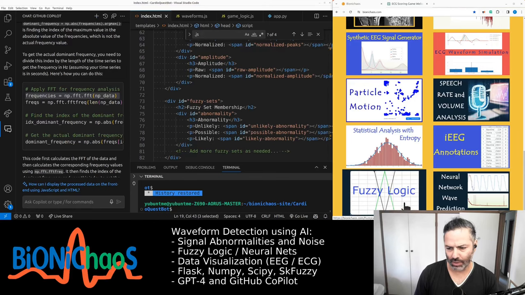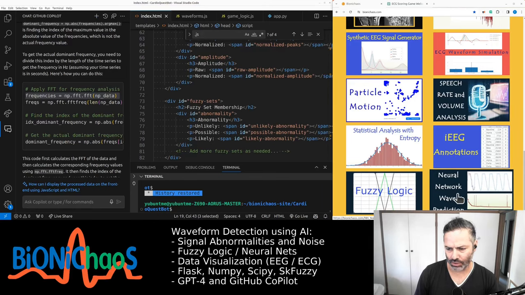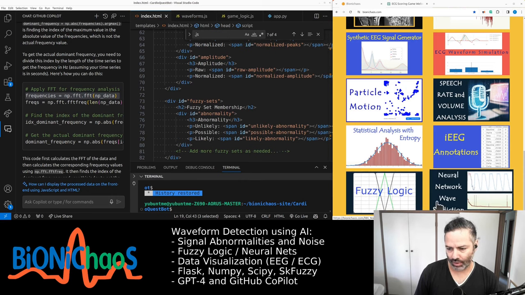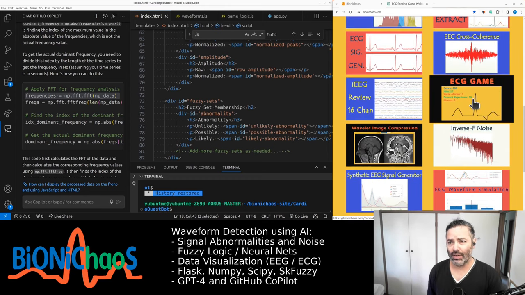I don't know if you know much about fuzzy logic. Most people know about neural networks. Fuzzy logic could be better in the sense that it's more explainable. You actually can see what it is doing, how it's making decisions. The neural networks, well, depends on the complexity of it. Not so much explainable.